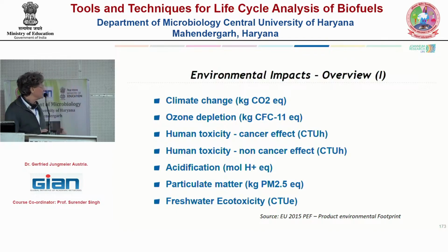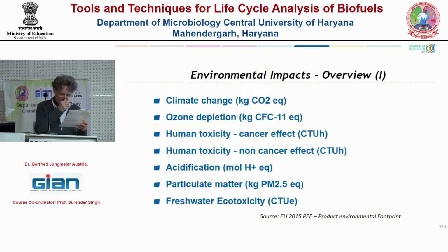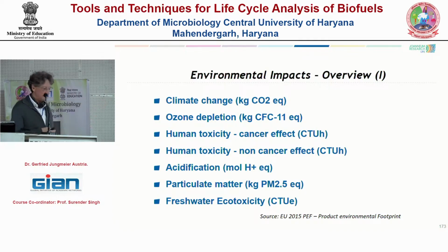Climate change, ozone depletion, human toxicity is split up in cancer and non-cancer effects. And they have the unit, the CTUH. I always have to look up: comparative toxic units for human health. For ecosystem, it has an E on the back. So these are very complicated mechanisms to come from the original emission to these impacts.